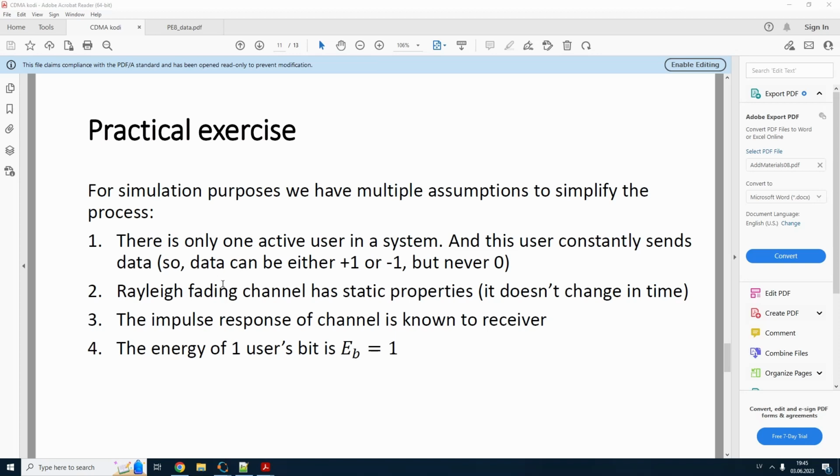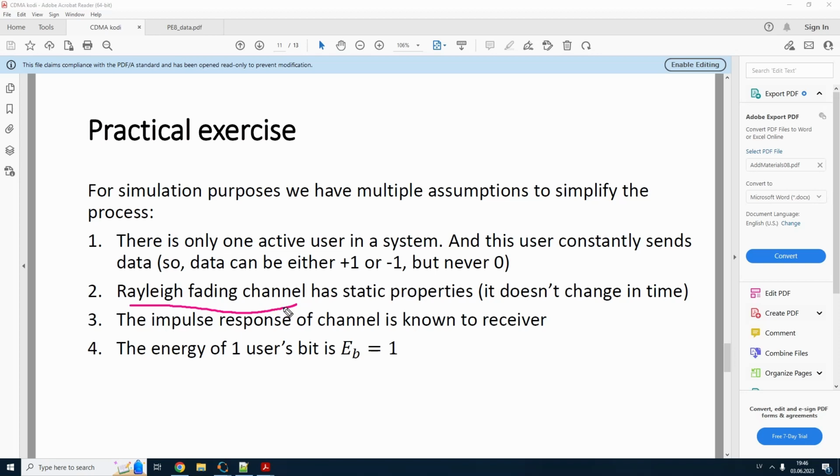I should mention that we have multiple assumptions here to simplify the process of executing this practical exercise. Normally, in the systems, we have many users, and these users do not necessarily transmit data all the time. However, in this practical exercise, there is going to be only one active user, and this user sends data constantly, meaning that it always has either a +1 symbol or a minus 1 symbol to send, and it never has these silence periods, never sends zeros. That is the first assumption. Second, the fading channel, the Rayleigh fading channel, doesn't change over time.